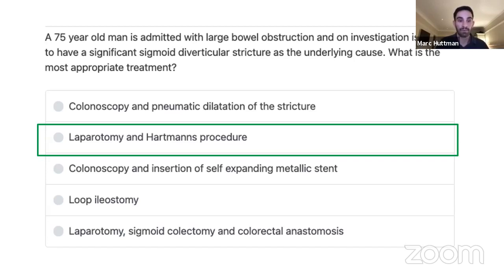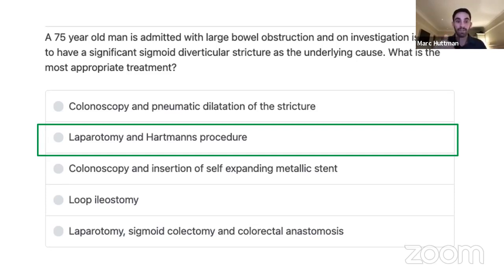Loop ileostomy isn't appropriate because it's the wrong part of the colon, you're bringing out the ileum, which is way proximal, and you're not fixing the problem. And a colorectal anastomosis would be if you're putting the two ends back together. The reason you don't do that is, again, because the bowel is angry and edematous and healing is really impaired if you're in that state.